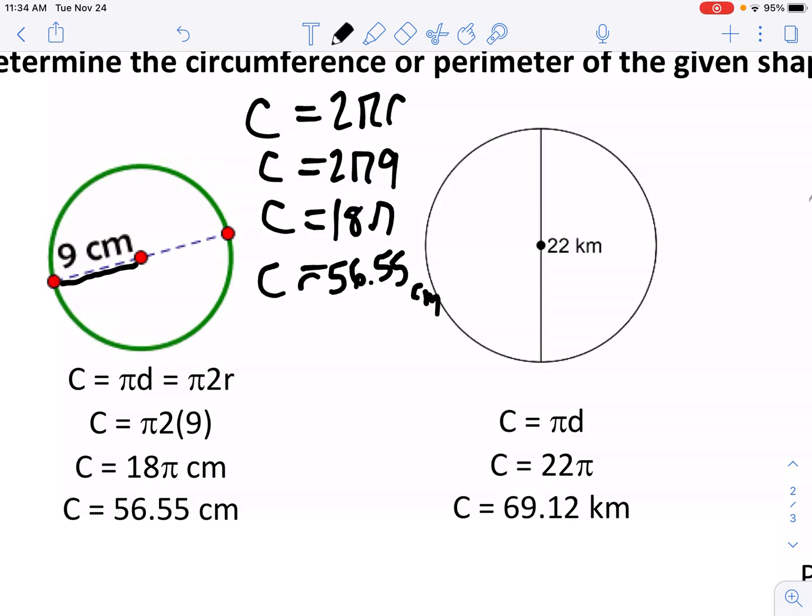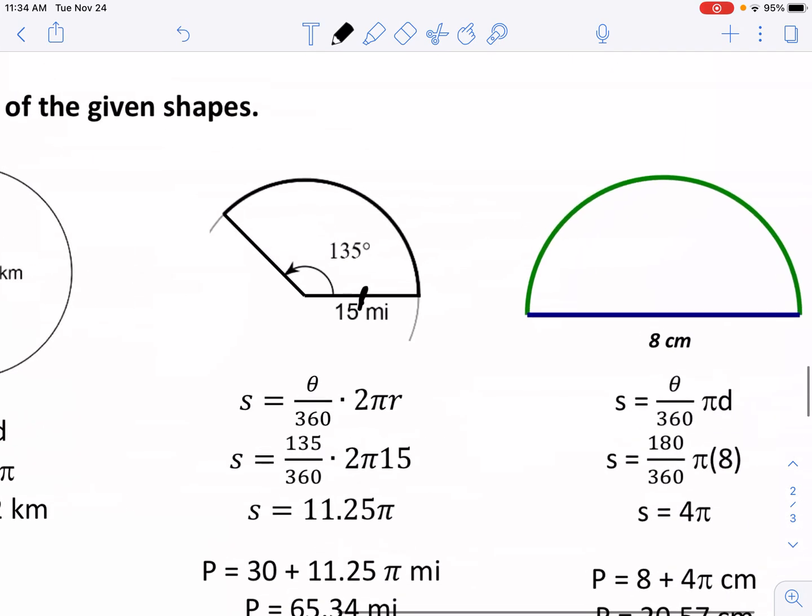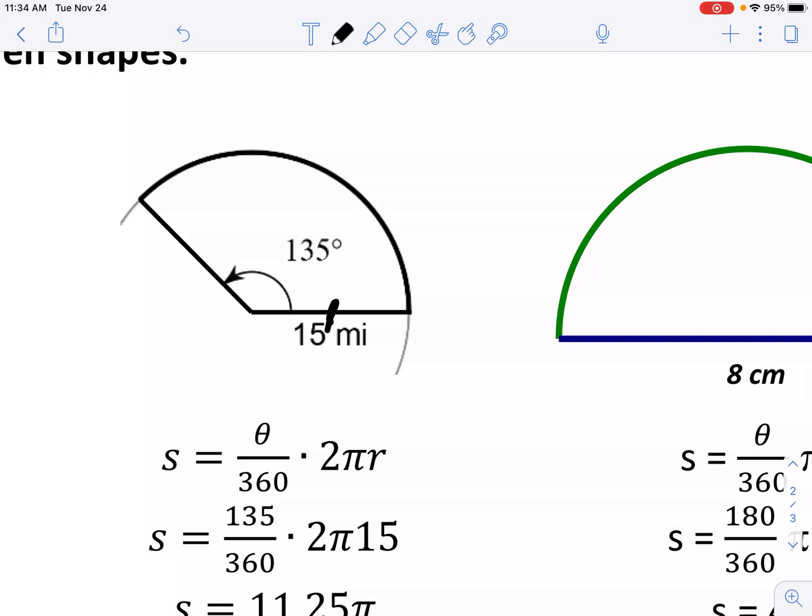Okay, so that would be the perimeter of this circle, which we would call the circumference of the circle. Okay, now if we're looking at the perimeter of something more like this, again, like I said, keep in mind when we find the arc length, we're only finding this piece. So we have to take what we find for the arc length and add in the other two pieces to find the total perimeter. Okay, so let's find the perimeter of this guy. First of all, remember, we need to find this arc length.